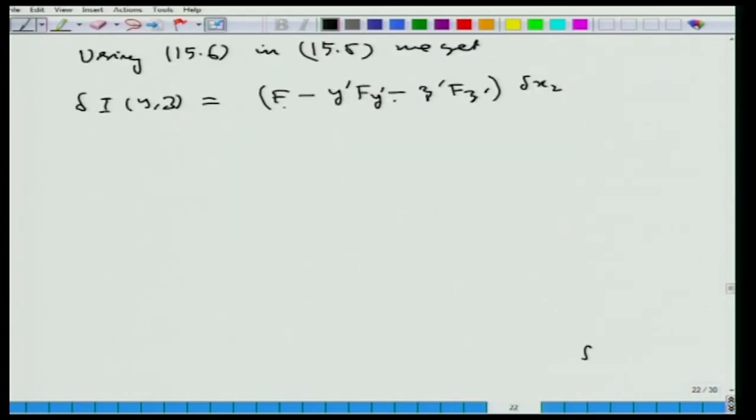So, that is what is clubbed here, plus f y prime evaluated at x equal to x 2 delta y 2 plus f z prime evaluated at x equal to x 2 delta z 2 equal to 0.